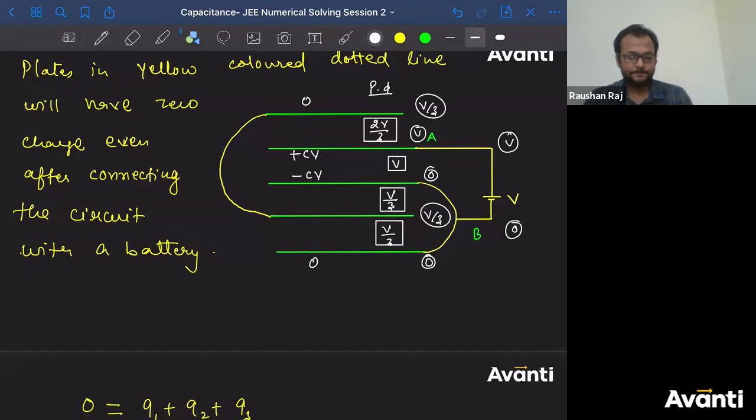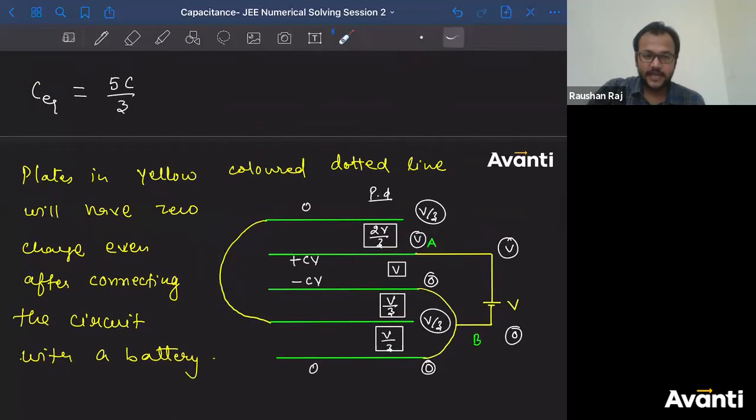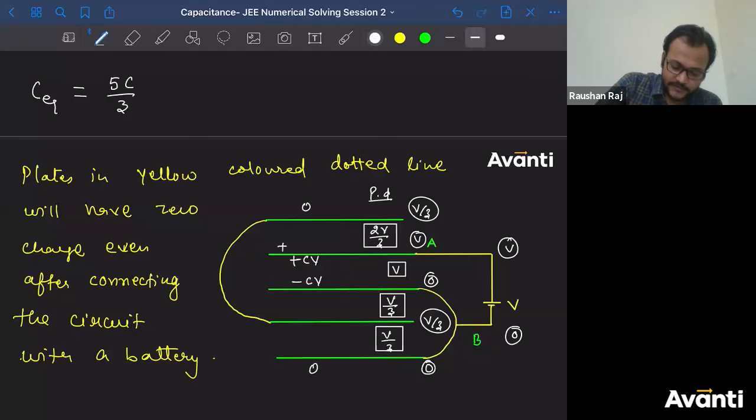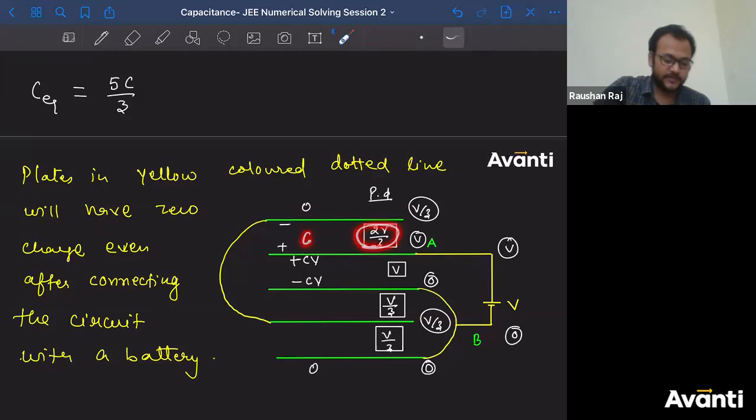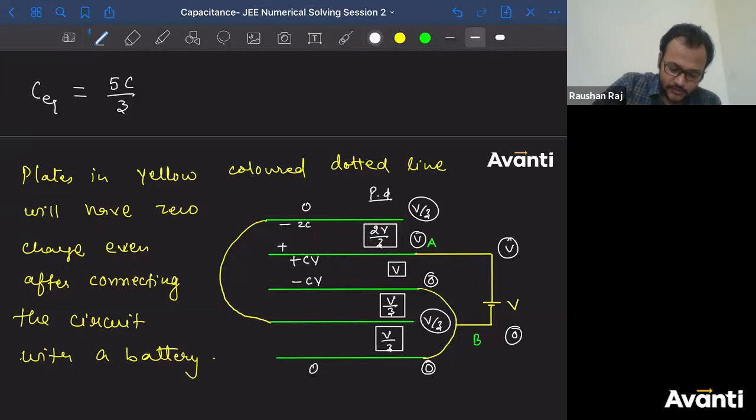Now tell me, for the first plate, which has higher potential, V by 3 or V? This one has higher potential, so this will be positive and this will be negative. Now tell me the charge. It is C into the potential difference, which is 2V by 3. So the charges are minus 2CV by 3 and plus 2CV by 3.